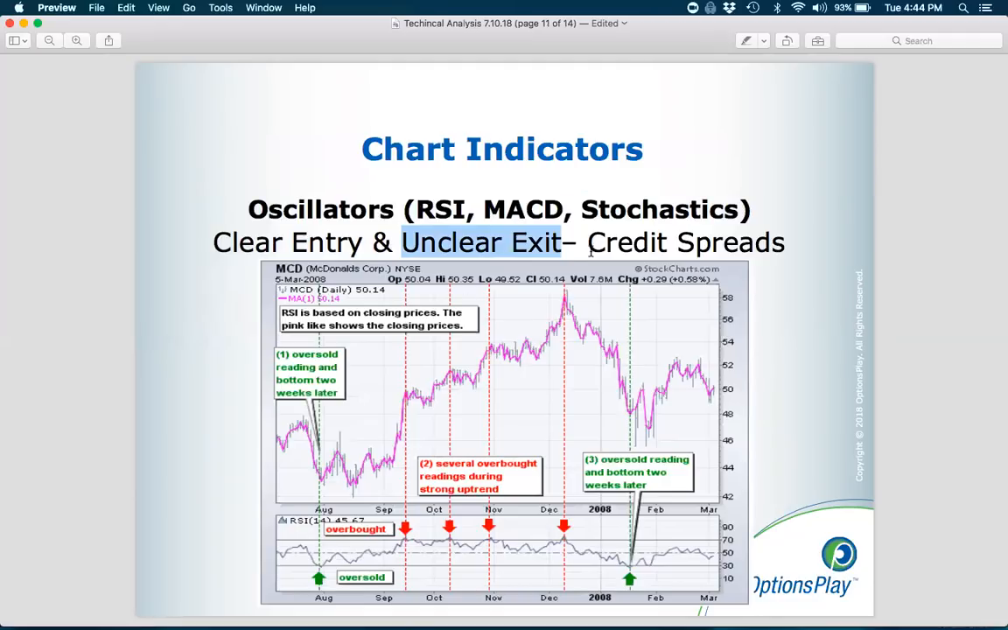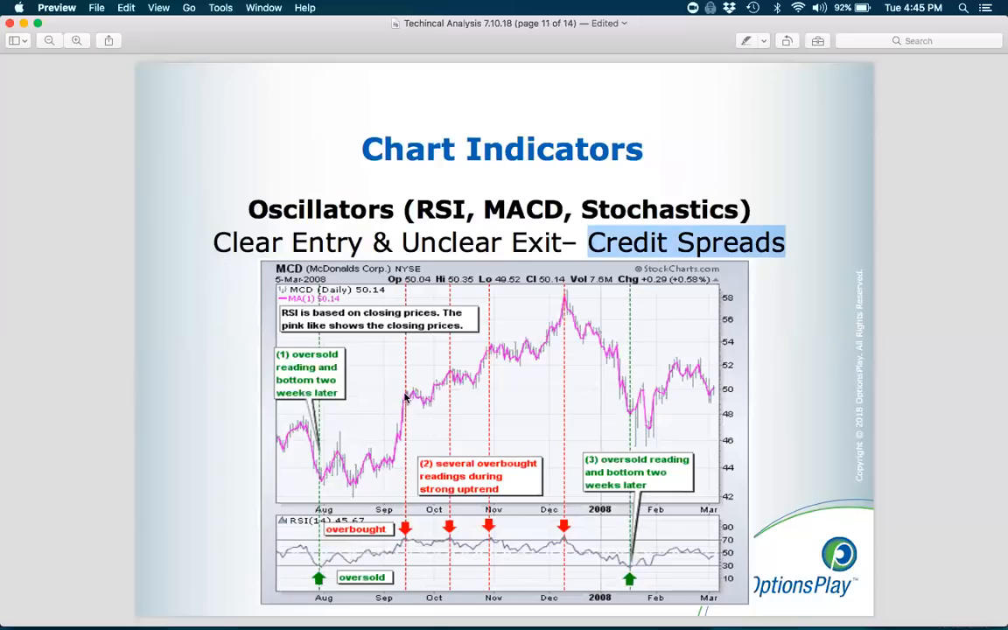So that's really why the only strategy that really makes sense if you're using oscillators, and I know many of you use them, is actually credit spreads, not debit spreads or buying calls or puts. Because in this example here, this is McDonald's. I know this is a US-based stock, but it's a stock that many people are familiar with. Here the stock hit this overbought signal when it was trading around $50. And as you can see, just because it's overbought does not mean that the stock is going to fall.